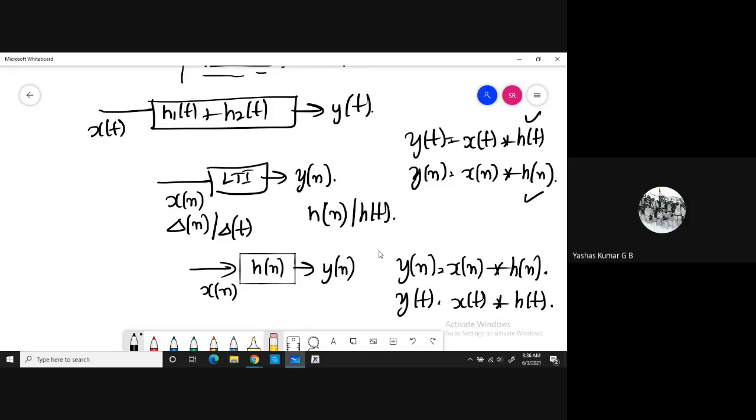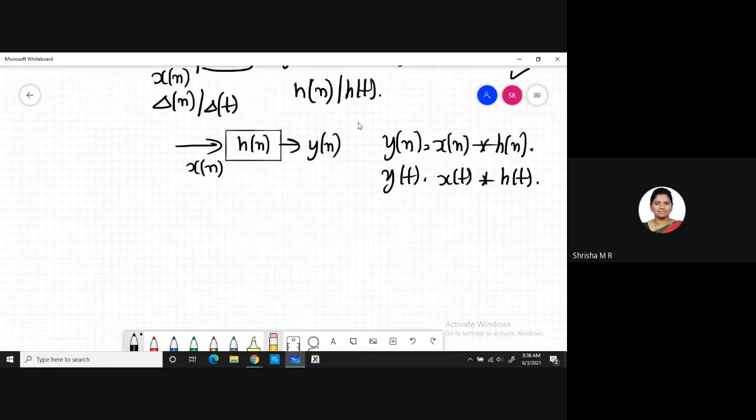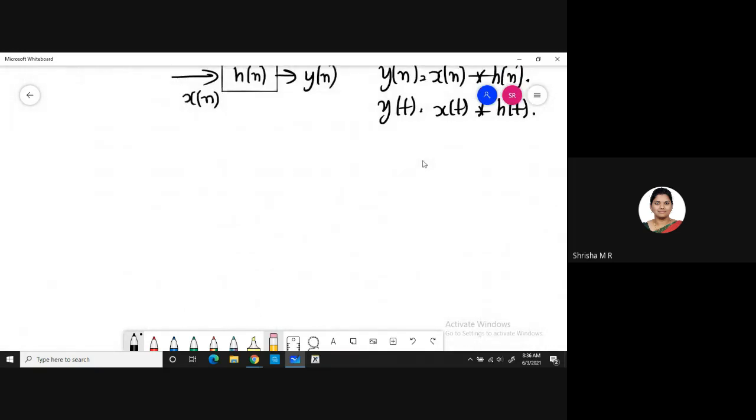Yes, ma'am. Okay, so this is for convolution property. The distributive property holds good for convolution integral as well as convolution sum. So you try to prove this for continuous time signals, distributive property. It's the same thing. You try to prove, you will get it.